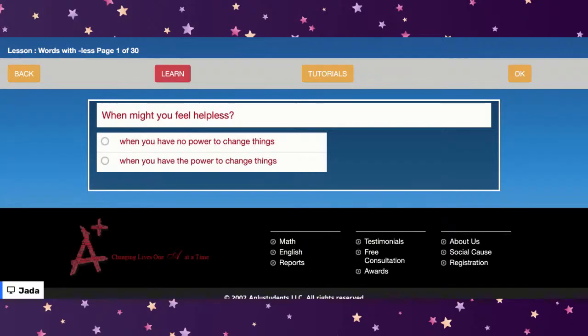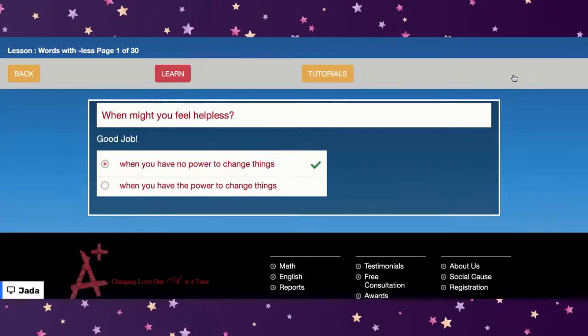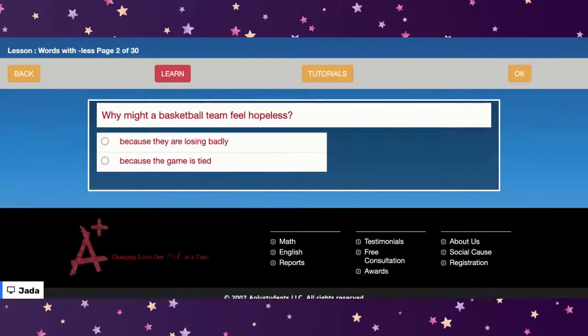Okay, so when might you feel helpless? When might you feel helpless? When you have no power to change things, or when you have the power to change things? So a person will feel helpless when they have no power to change things. Maybe there's a situation, but there's nothing you can do about it. So you feel helpless when you cannot do anything.